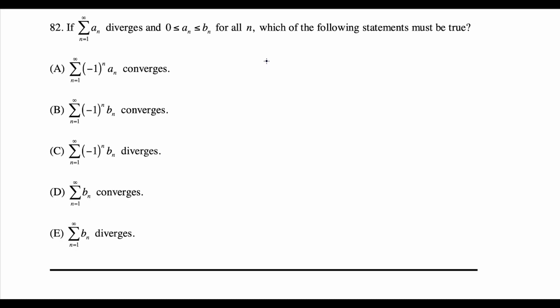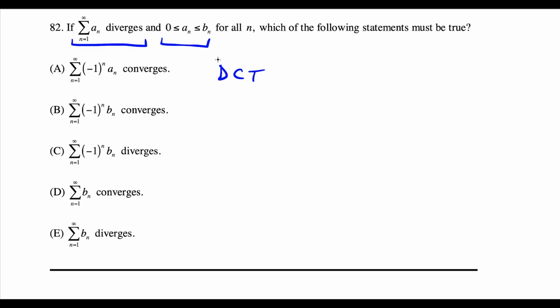Question 82, we have to know all of our convergence and divergence tests. So this one here, when I read that the series of a sub n diverges, and a sub n, b sub n, those sequences are greater than or equal to 0, but b sub n is greater than or equal to a sub n. This is shouting out direct comparison test.